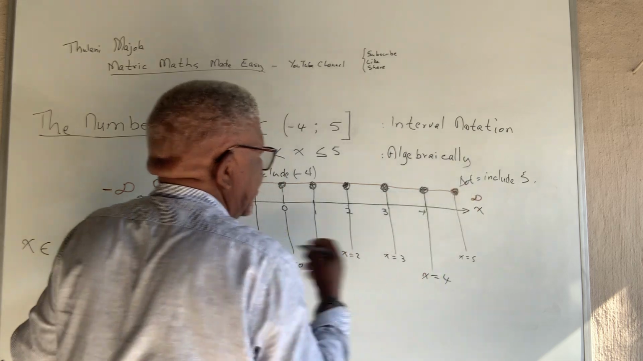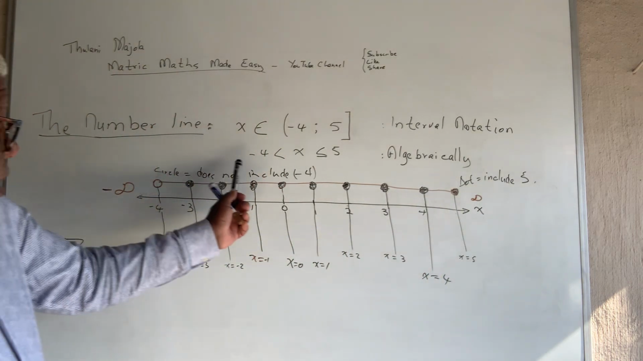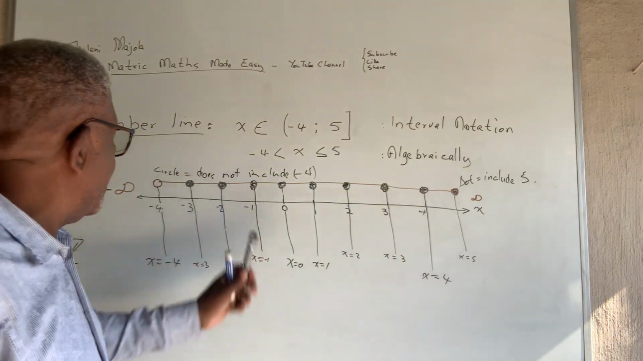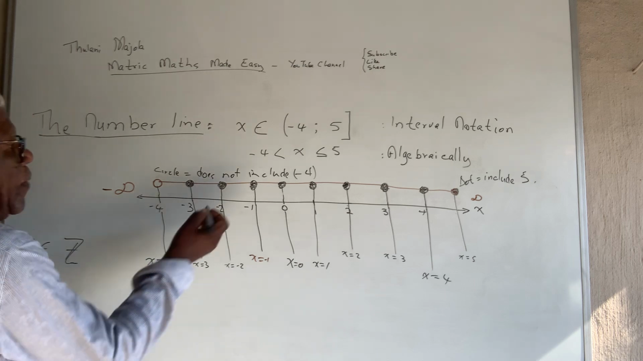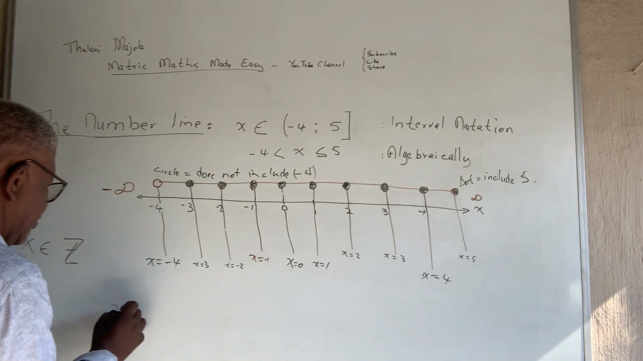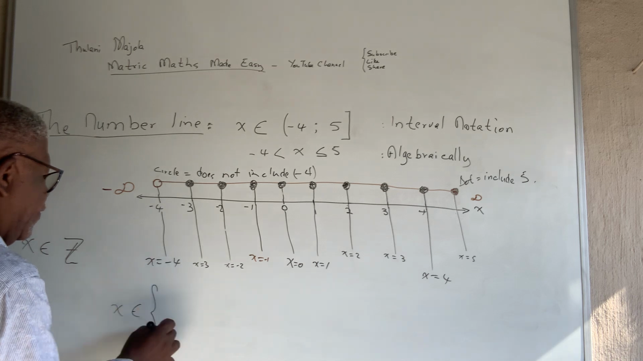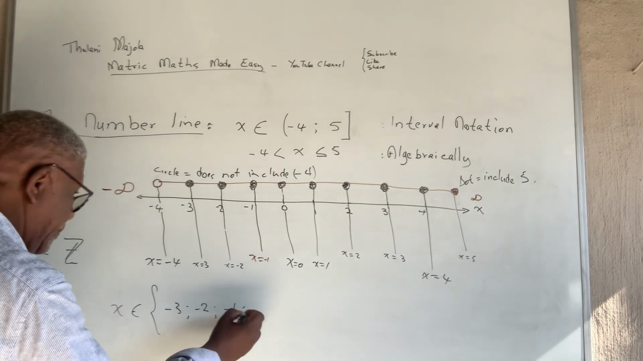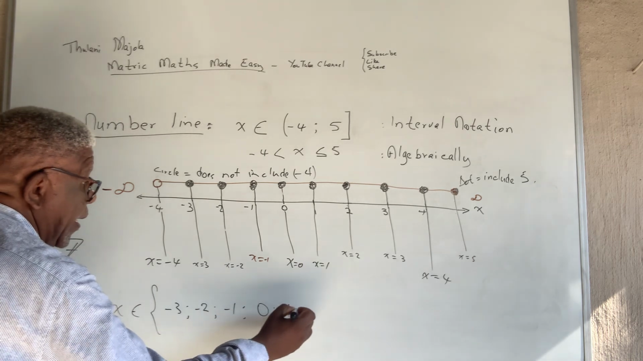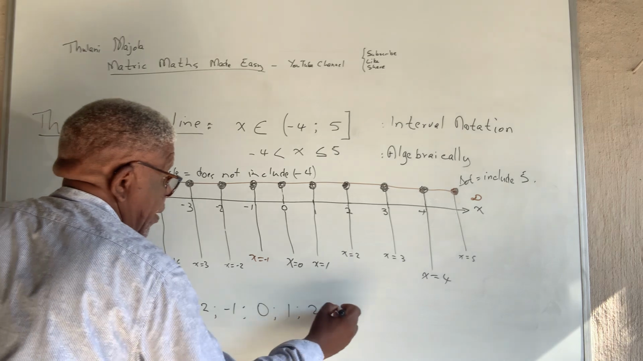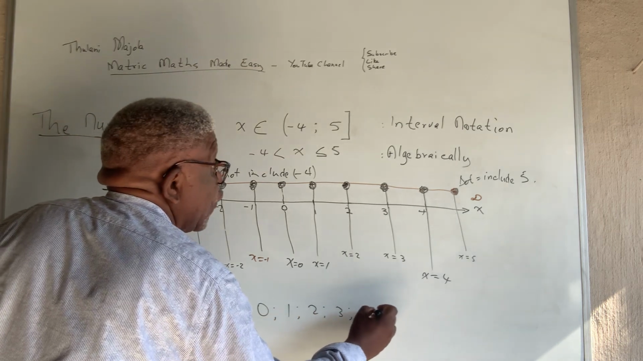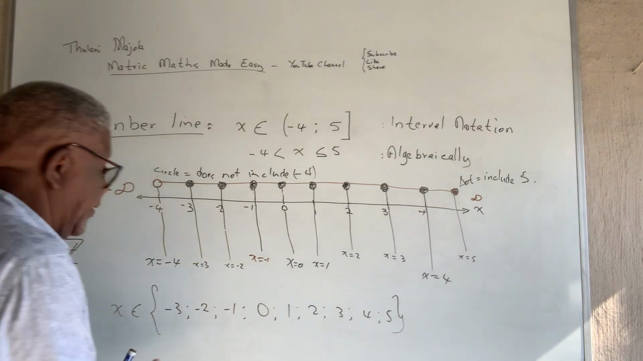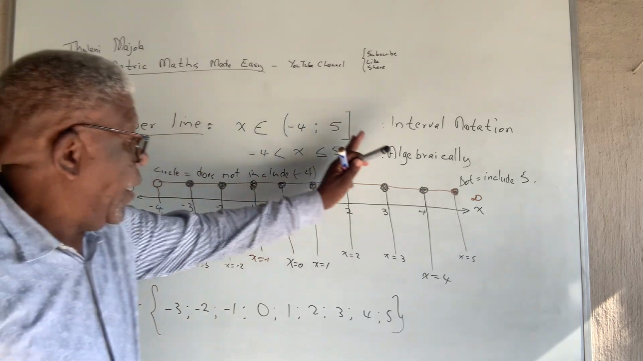So these are represented by a dot, all these numbers. So the integers between -4 and 5, but including 5, are -3, -2. You can just write them down also. Let me write them down. So x is an element of {-3, -2, -1, 0, 1, 2, 3, 4, 5}. So these are all your integers between -4 and +5.